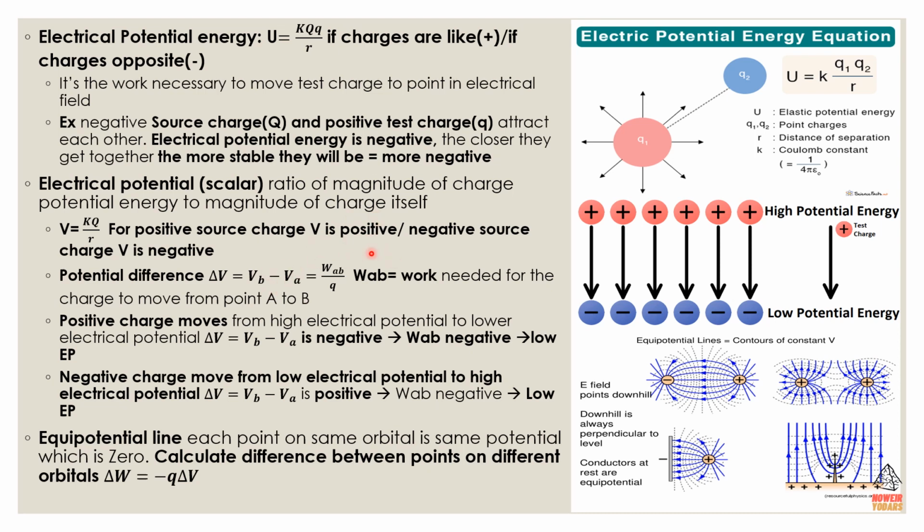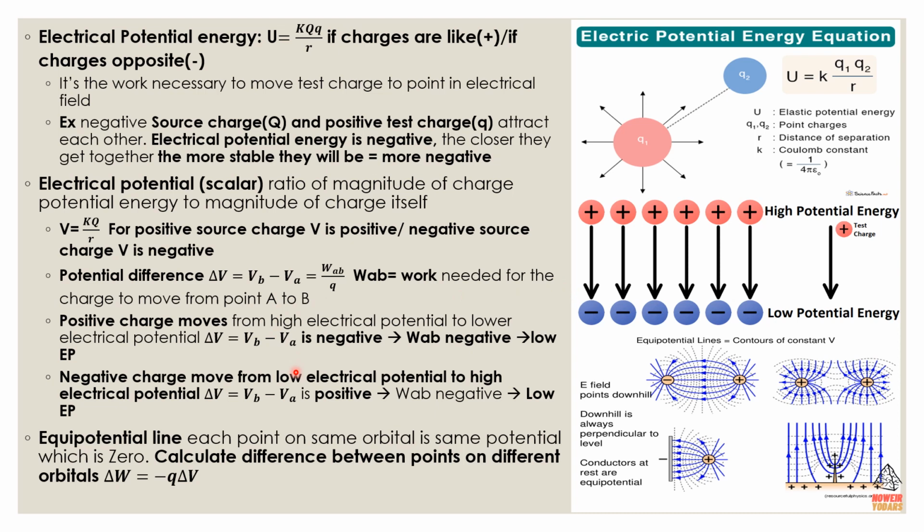So W is the work, divided by the test charge. It's the work needed for the charge to move from point A to point B. Here we've got two potentials, and we've got the positive charge. The positive charge moves from a high potential to a lower potential energy.